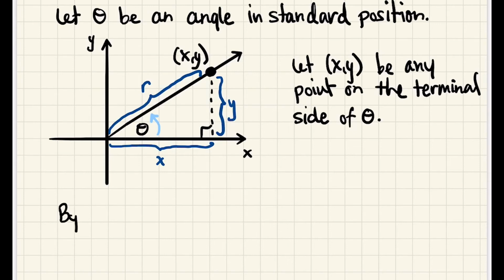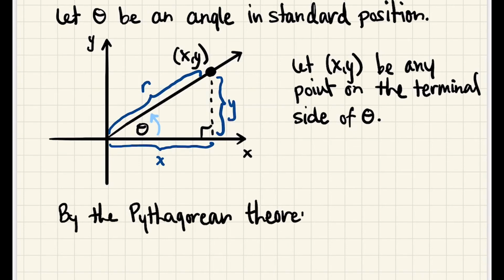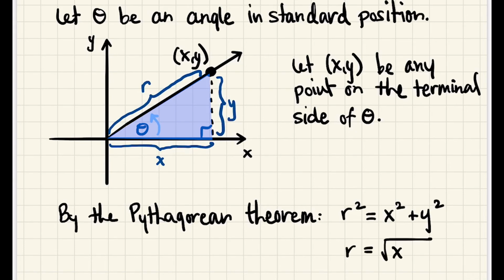Now, by the Pythagorean theorem, we have that r squared is equal to x squared plus y squared. But stipulating that r is always positive, we can actually solve for r by taking the square root of x squared plus y squared.